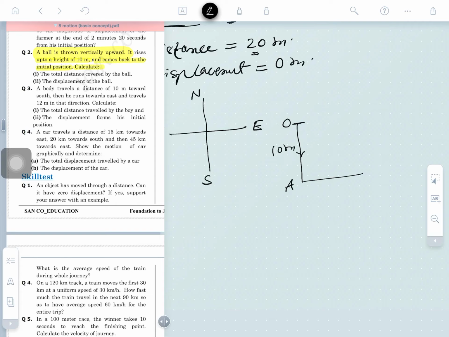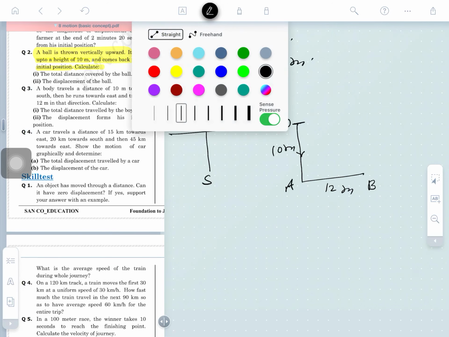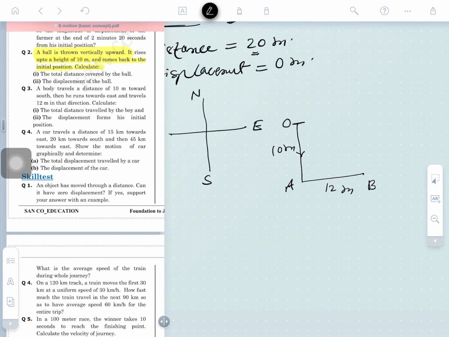How much does he run here? He runs toward east and travels 12 meter in that direction, so it is also 12 meter. Clear? This position is B here, and yes, it's enough. The information is now complete. So obviously he reaches the B point here. We need to join this B point, so B is to be joined here.